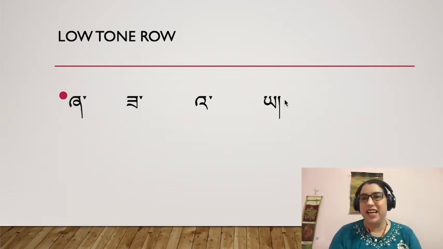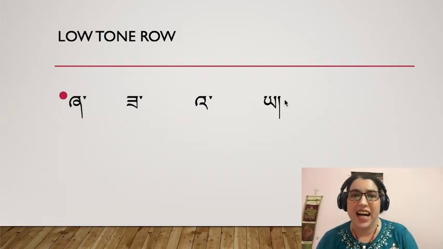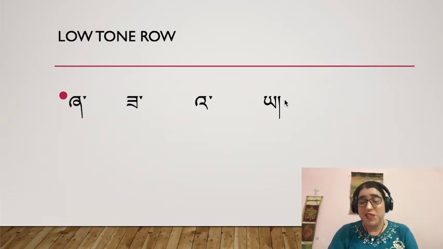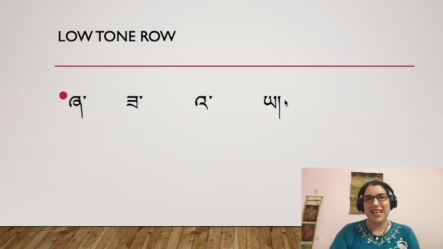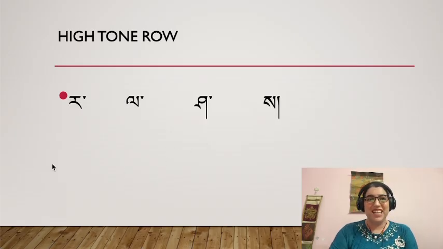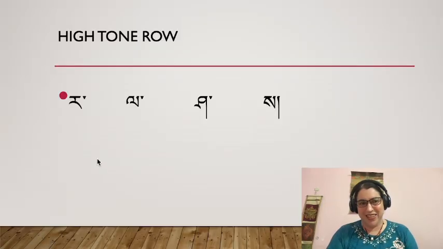And this final letter here is ya, ya, ya. Identical to an English Y, so nice and easy. This is our low tone row. So again, that is sha, sa, a, ya. And now, unsurprisingly, we have a high tone row. Ra, la, sha, sa. But let's get into it slowly.